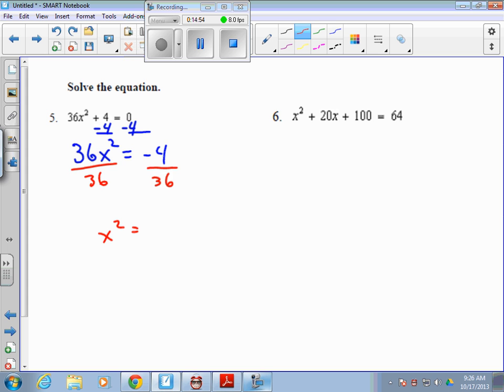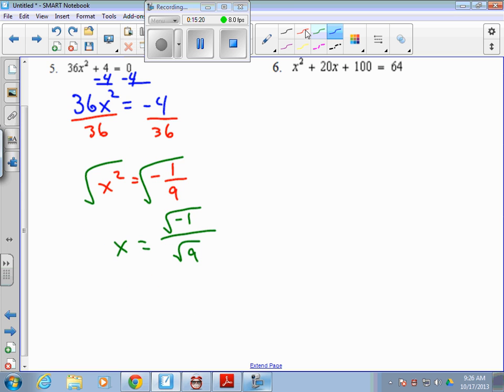4 goes into both of those. It goes into itself once, and it goes into 36 9 times. So you have x squared equals negative 1 over 9. Get rid of squaring something by taking the square root of it. Do the same here. This is the same thing. X equals the square root of negative 1 over the square root of 9. Remember, anytime you're dealing with that negative, you have to take that I value out. So we can simplify the bottom number as being over 3, because the square root of 9 is 3.